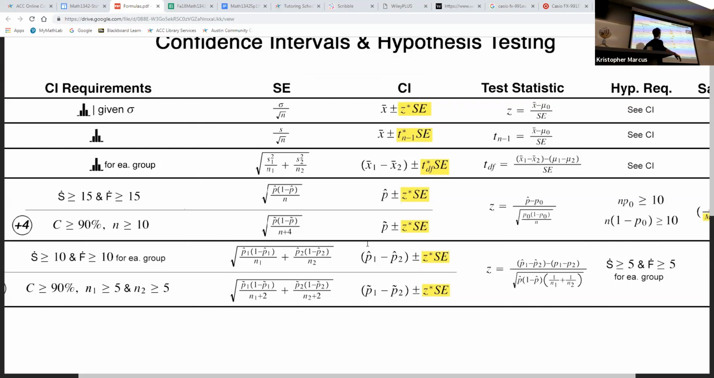Here's the good news. We go through this line by line in the course of about 6 or 7 weeks, maybe even 8 weeks. We will go through it very slowly. When it comes time to take the exam, I will give you a sheet that has the formulas on it. You do not have to memorize these formulas.